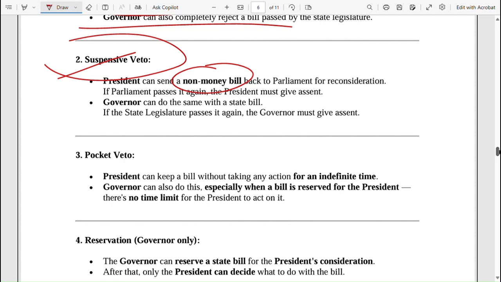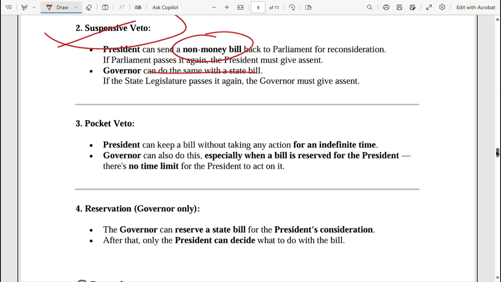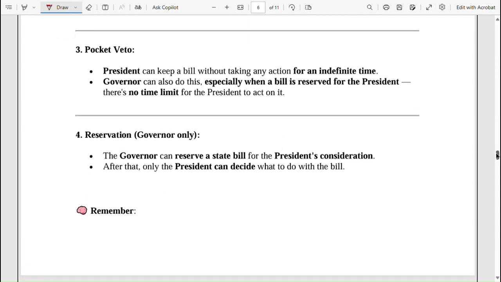And again, if the parliament passes it again, the president must give assent. If he says yes, it will pass, or else no. Also, the governor can do the same in the state legislature. Same holds for the governor as well.